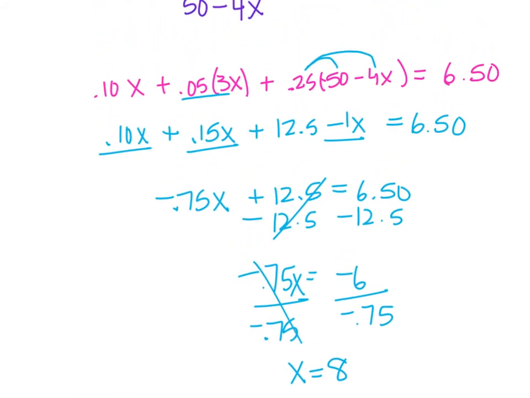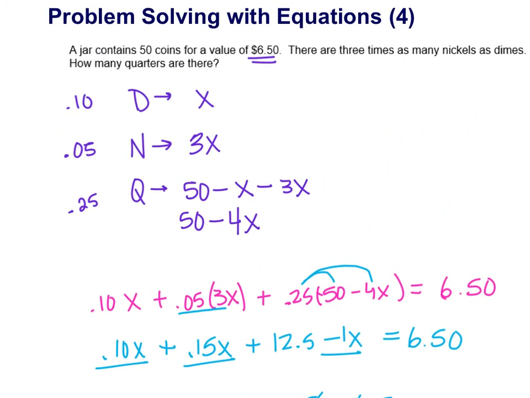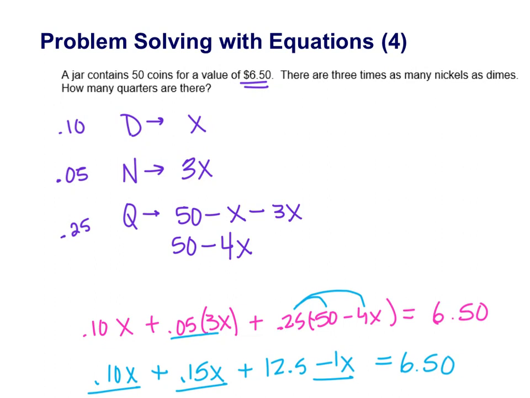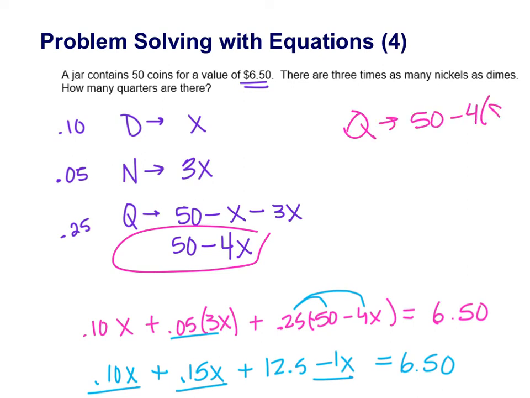And then we go back up to the top to see what they were actually asking. How many quarters are there? So all we have to do is this. Our quarters, we have 50 minus 4 times x. We just figured out x is 8. So 50 minus 32. And 50 minus 32 is 18. So there are 18 quarters.